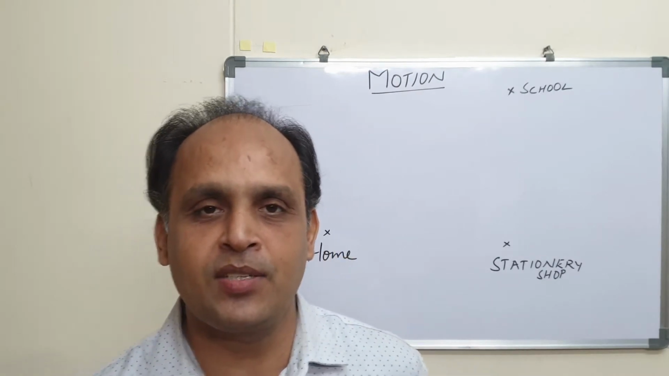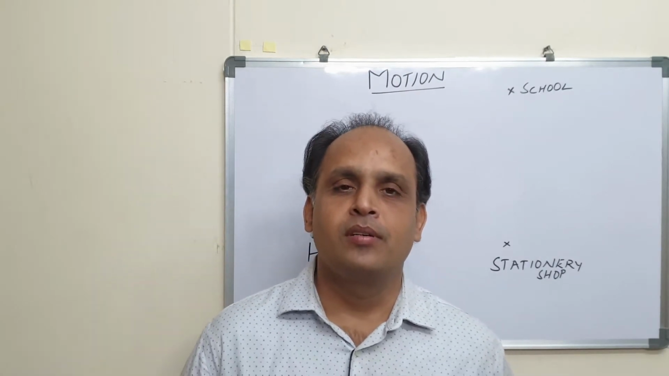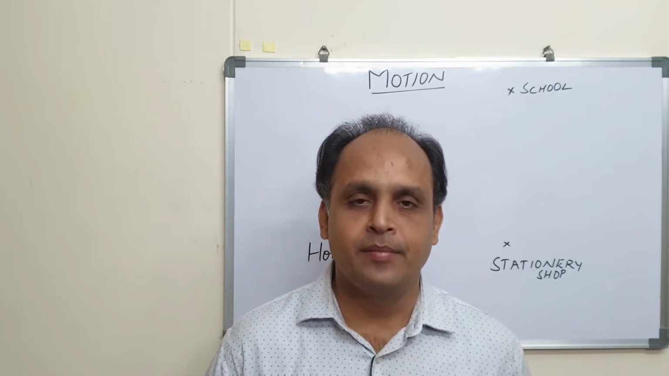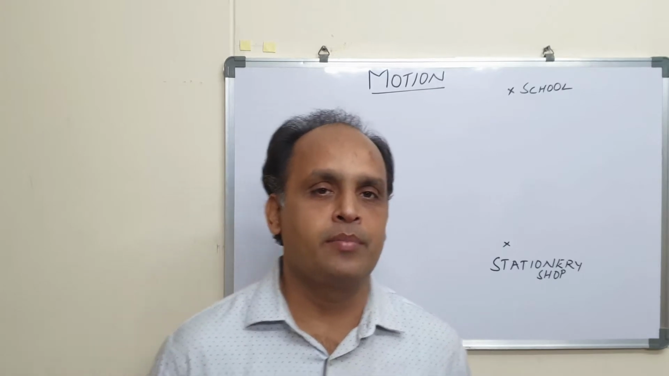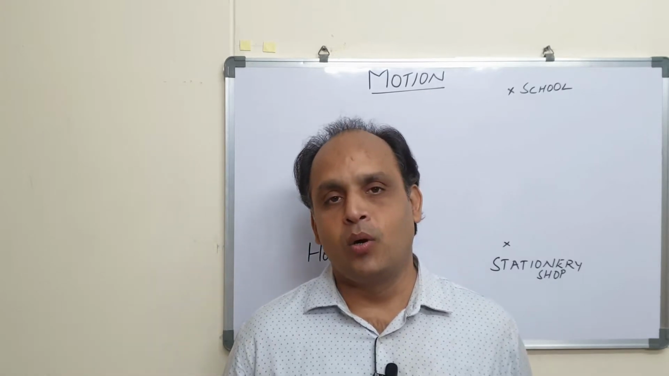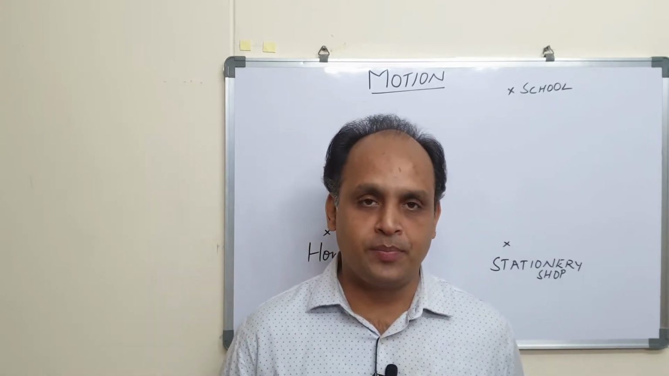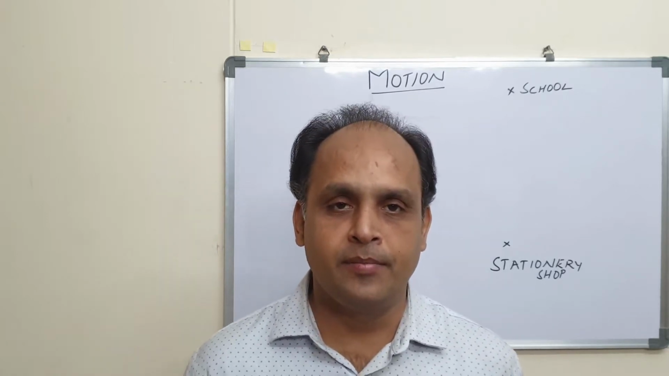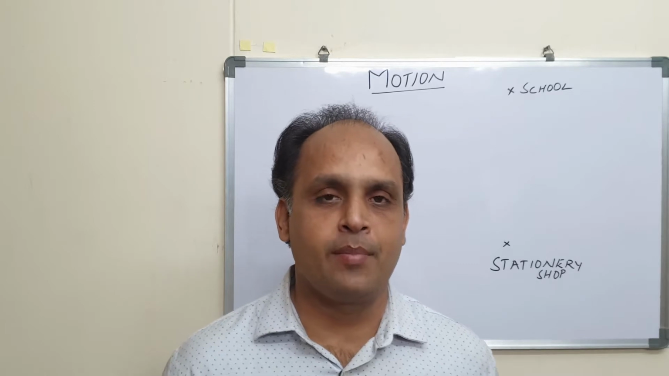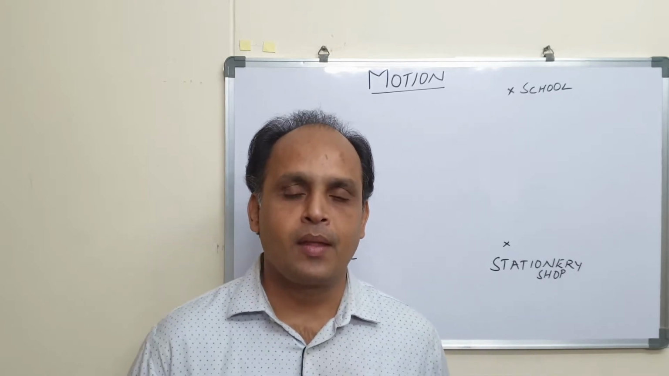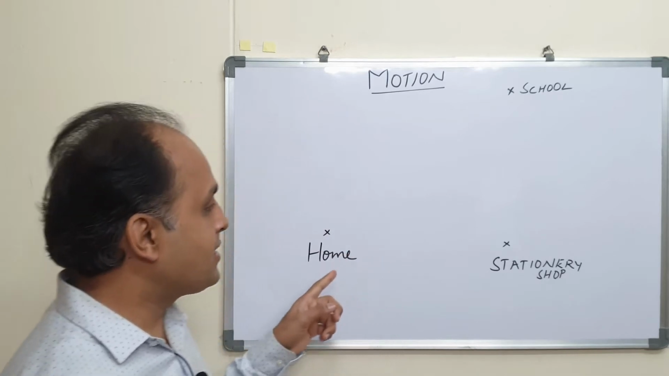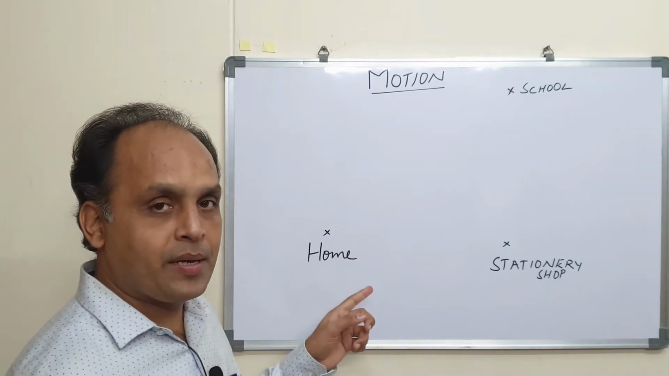In the last class, we have learnt about average speed, instantaneous speed, and even about some devices like odometer and speedometer. And today, we are going to learn another topic from the same lesson, motion. And I think you are familiar with the example that's being shown on the board over here.